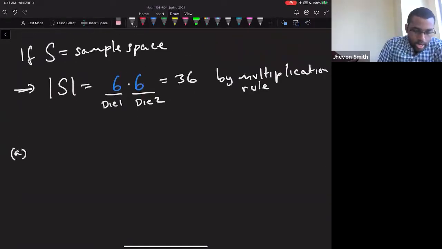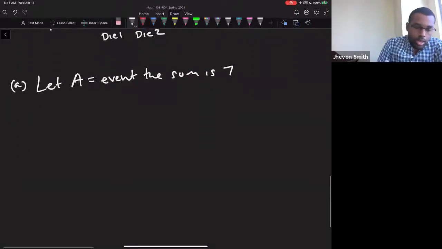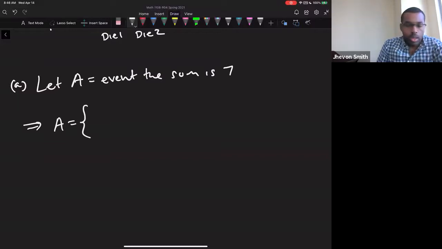So A, let A be the event we get the sum of 7. Event, the sum is 7. Remember, this is just a set. So enumerate just means list every possible element one by one. Remember, events are sets. So now you can list all possible ways that you can get a sum of 7.